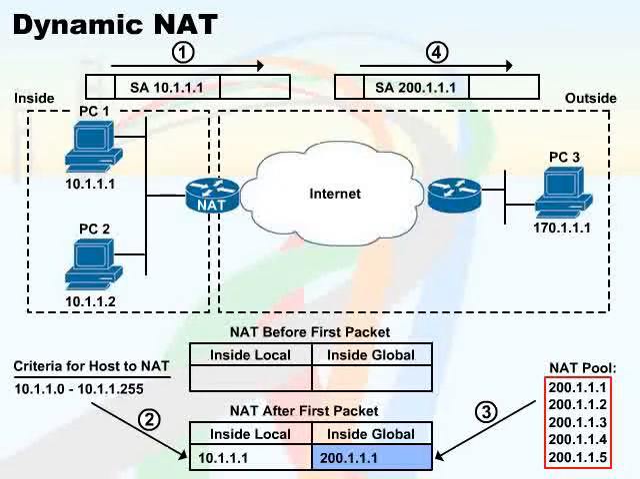Therefore, NAT chooses the first available IP address from the pool of inside global addresses and adds the translation to the NAT table. Finally, NAT translates the inside local address of 10.1.1.1 to an inside global address of 200.1.1.1. All packets that leave the router now have the source IP address of 200.1.1.1. The dynamically configured NAT table entry will remain for as long as the traffic continues to flow from PC1.